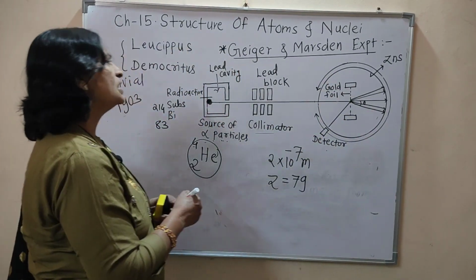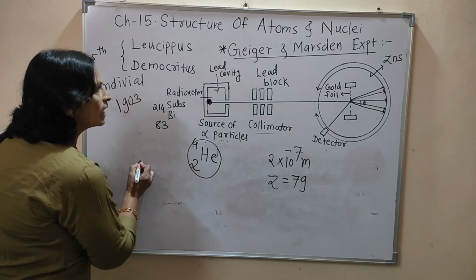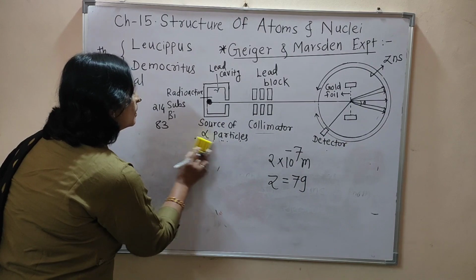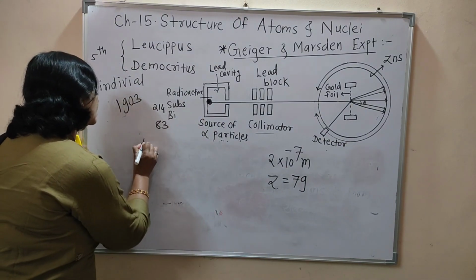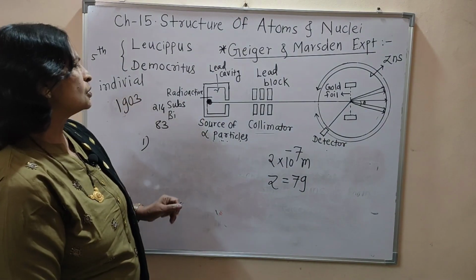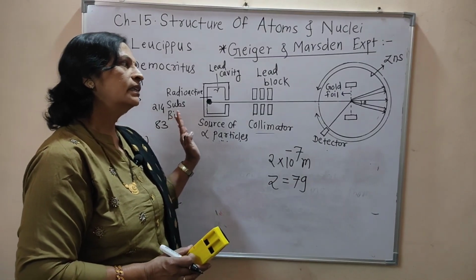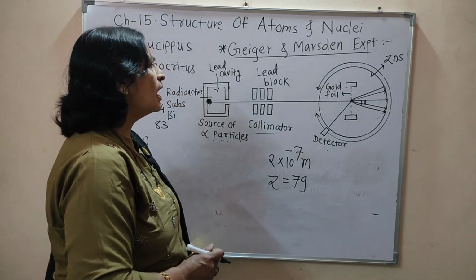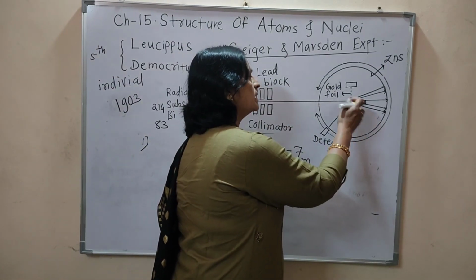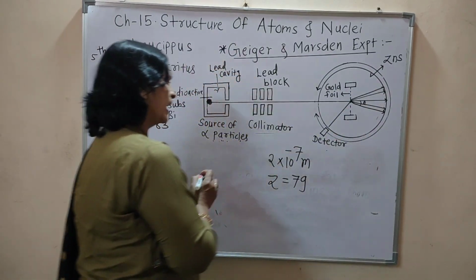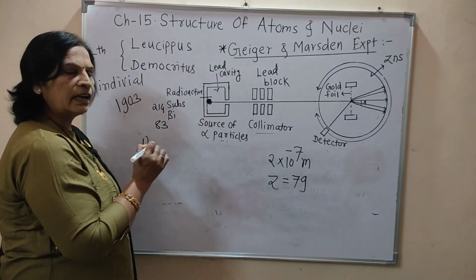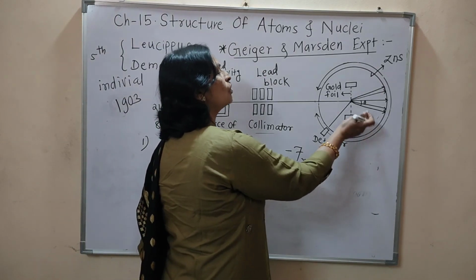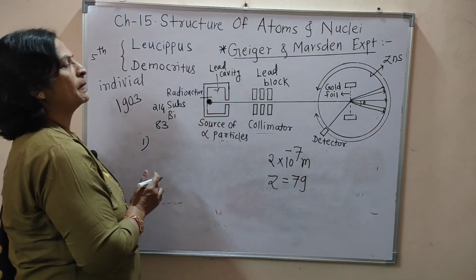The observations found in the Geiger and Marsden experiment: first observation, most of the alpha particles traveled in a straight line, meaning without deflecting. Most alpha particles travel in a straight line. This indicates that most of the space in the atom is empty space.